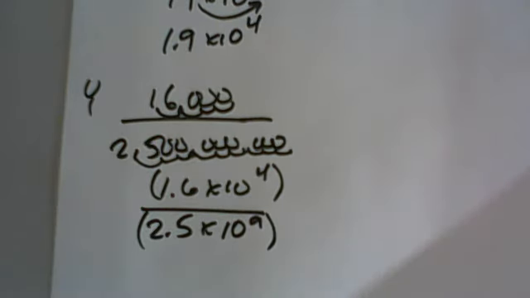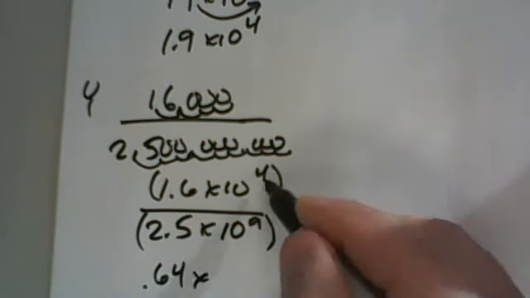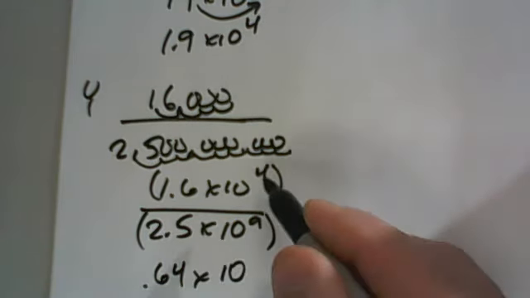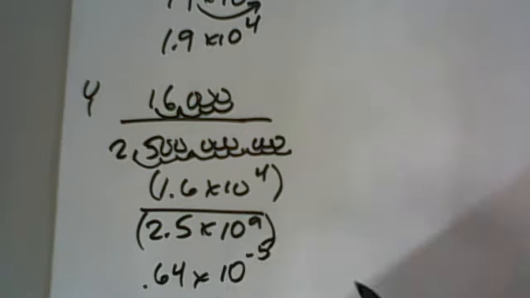And what we're going to do now is divide these two. And just like with multiplication, we're going to divide the actual numbers first. If I take 1.6 divided by 2.5, I will get 0.64. But then 10 to the 4th divided by 10 to the 9th, I'm going to subtract the exponents, which is 10 to the negative 5th power.